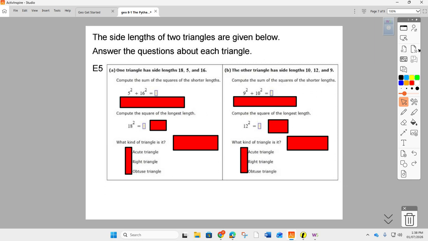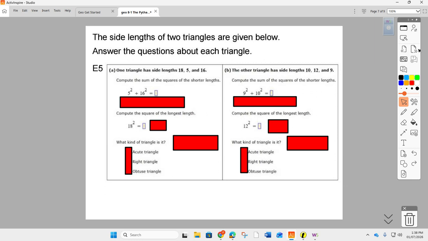Compute the sum of the squares of the shorter lengths. Compute the square of the longest length. And then we should be able to tell based on that what kind of triangle it is. So let's use the shortcut. Now, they did this part for us, but if they didn't write this equation for you, you have to know to use 5 and 16 in that first part, right? 5 squared plus 16 squared, because those are the two shortest sides.